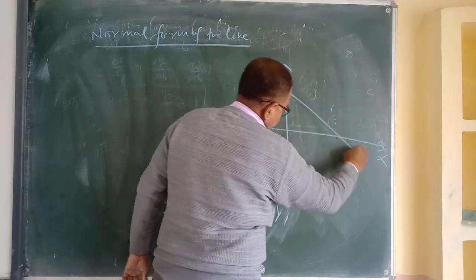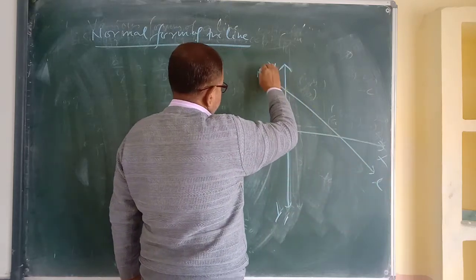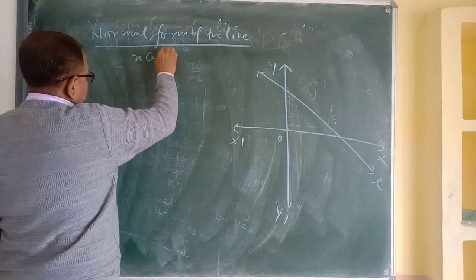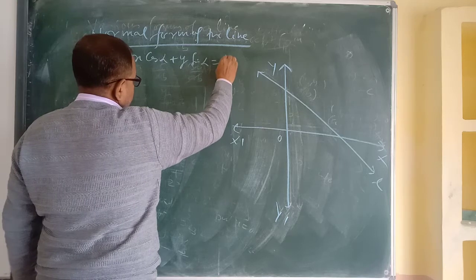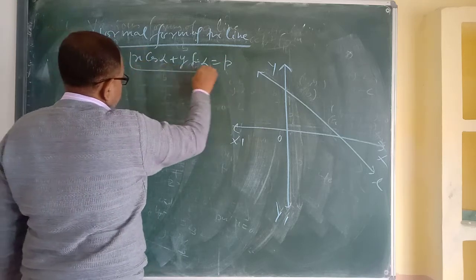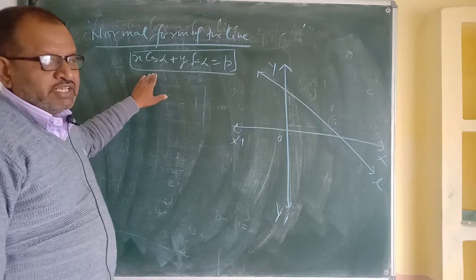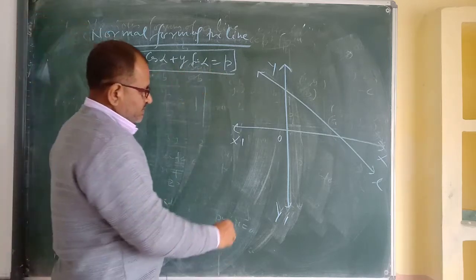Suppose the line is this much. The normal form of the line equation is x cos alpha plus y sin alpha is equal to p. What is p here and what is alpha here?